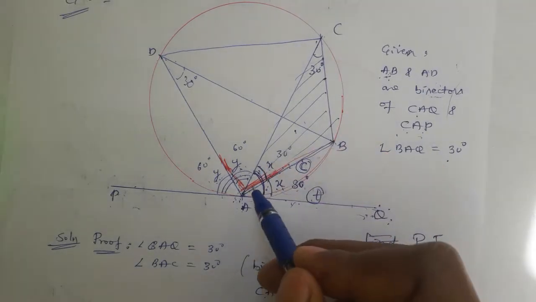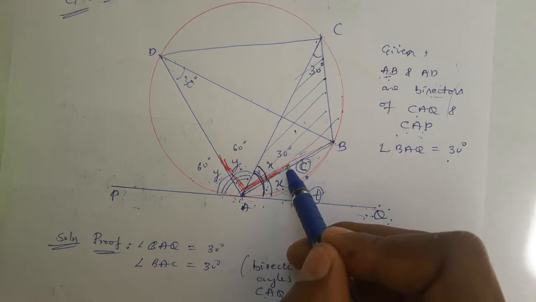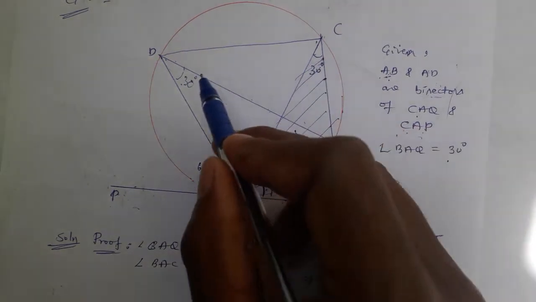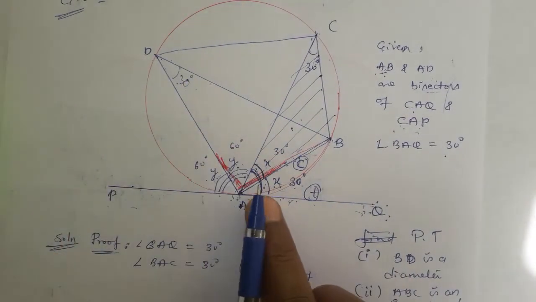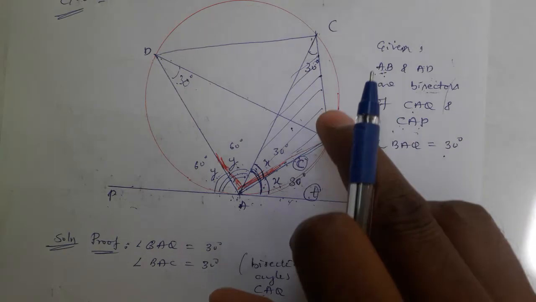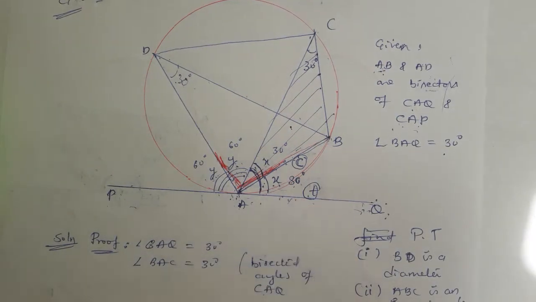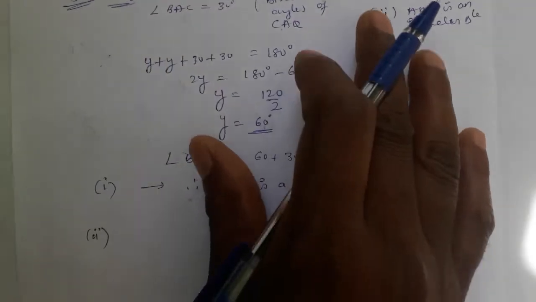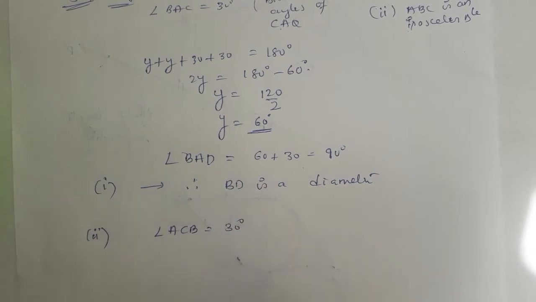That's why I wrote it there, because the AB chord makes 30 degrees with the tangent, and the same AB chord makes 30 degrees at the circumference, here or here, because these two are angles in the same segment of the circle. Both are standing on the same base. AB base makes 30 degrees here, AB base makes 30 degrees here. This AB makes 30 degrees with the tangent. So therefore we write ACB is also 30 degrees. Angle ACB is also equal to 30 degrees, because what is the reason?